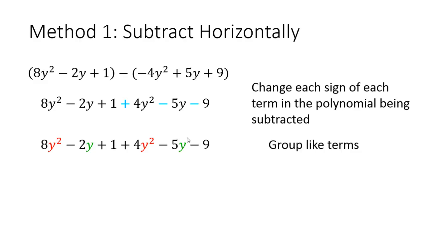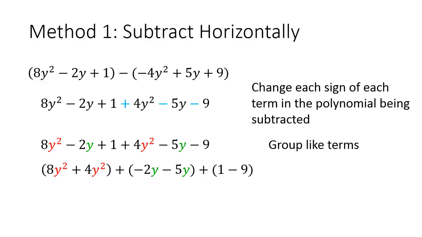Okay? Next, we're just going to group like terms like we did when we were adding. And so my like terms are 8y squared and 4y squared. Those, the y squareds, are in red. And then my next like terms are negative 2y and negative 5y. And then 1 and negative 9 are also like terms. So I'm going to group them here. So the 4y squared went with 8y squared. The negative 5y went with negative 2y. And negative 9 went with the 1.